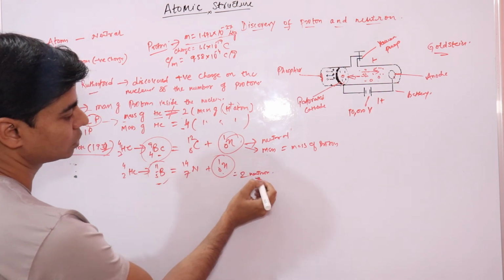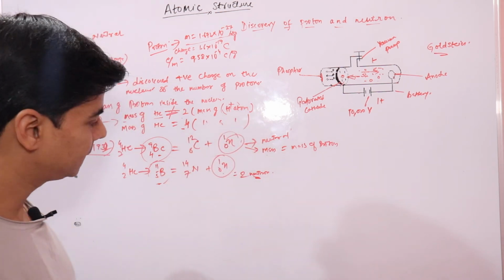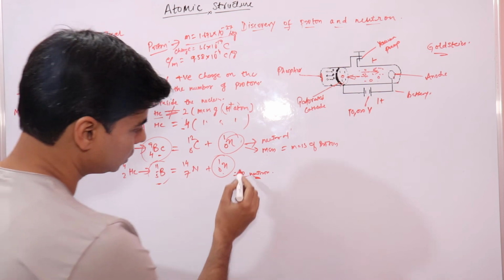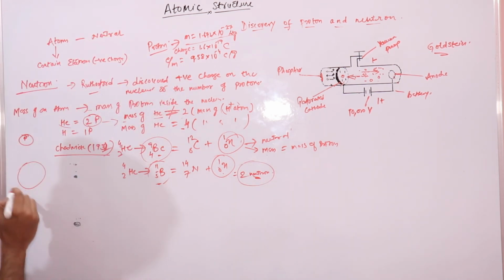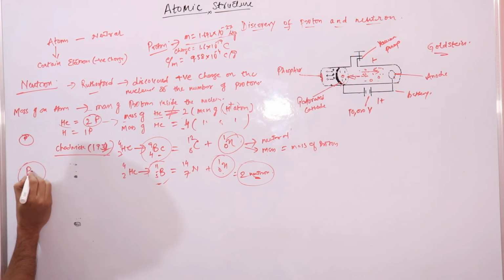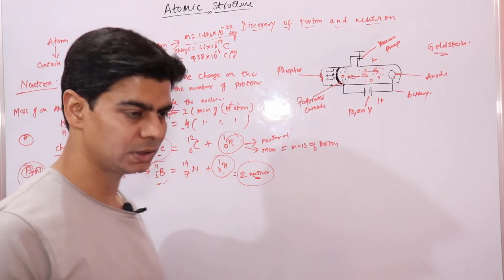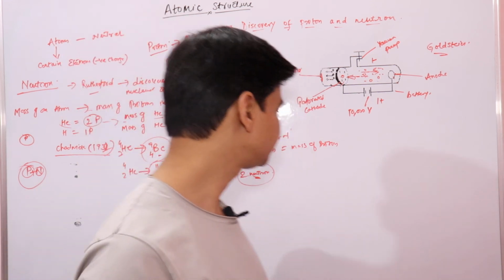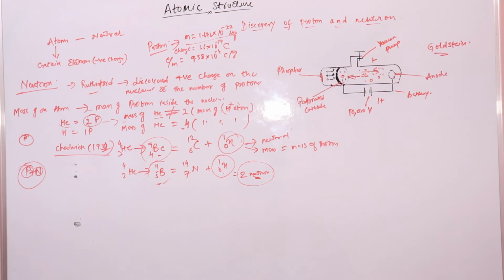The mass of one neutron is also equal to the mass of a proton. So neutrons are also present inside the nucleus. In the nucleus we have protons plus neutrons, so the mass of any element is the mass of protons plus neutrons. Why not electrons? Because electrons carry negligible mass. So this led to the discovery of neutrons.